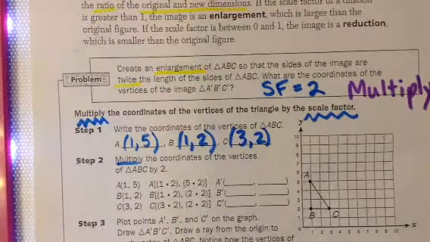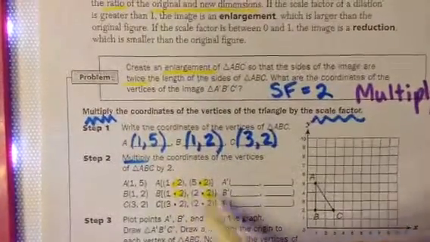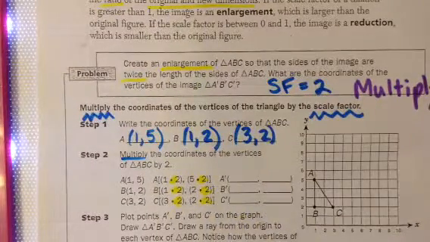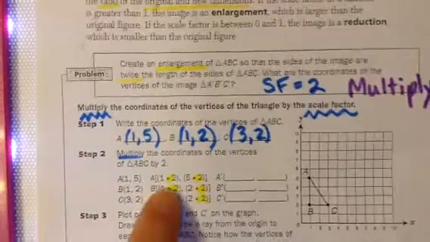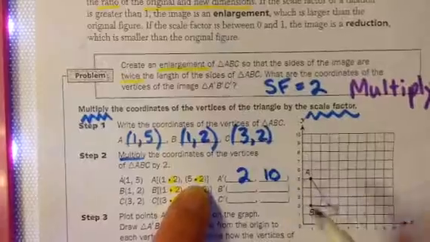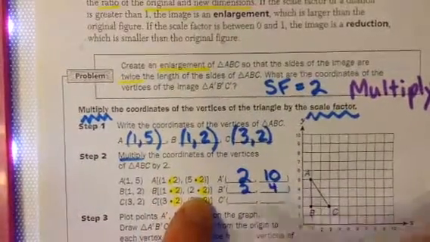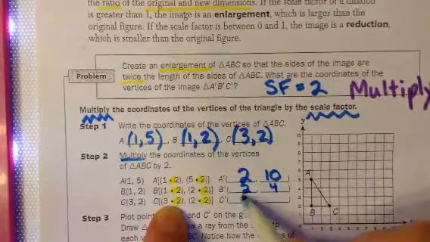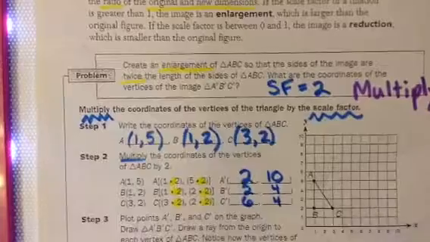So since these are notes, we're going to highlight to do a dilation, you are multiplying by the scale factor. So I'm going to have my new points. Let's see, I'm going to have a 2. If I multiply that, I get a 10. A 2 and a 4. 3 times 2 gives me 6. 2 times 2 again gives me 4.